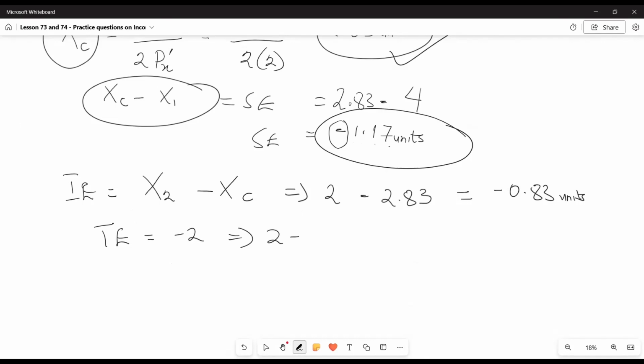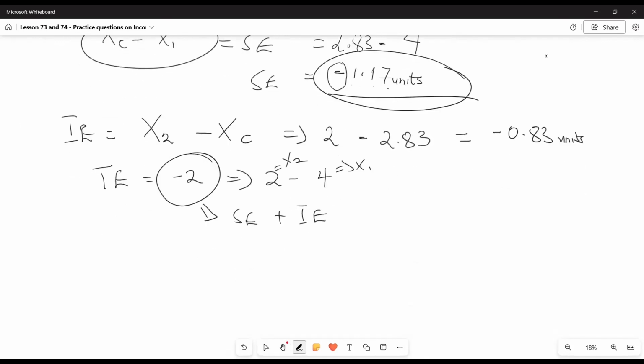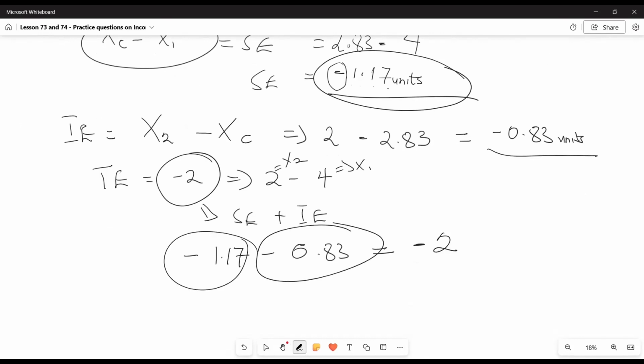which is 2 minus 4. So this is X1 and this is X2. And we know that this minus 2 can be decomposed into substitution effect plus income effect. Now, we've calculated our substitution effect as minus 1.17. Then our income effect is also minus 0.83. So if you combine these two, it's going to be minus 2. So since both the substitution effect and the income effect are negative, it means this good is a normal good.